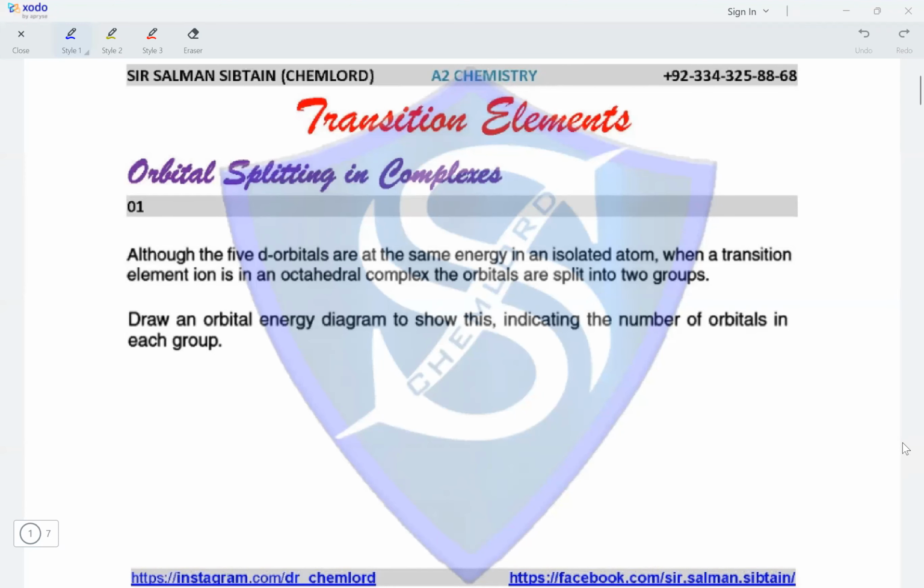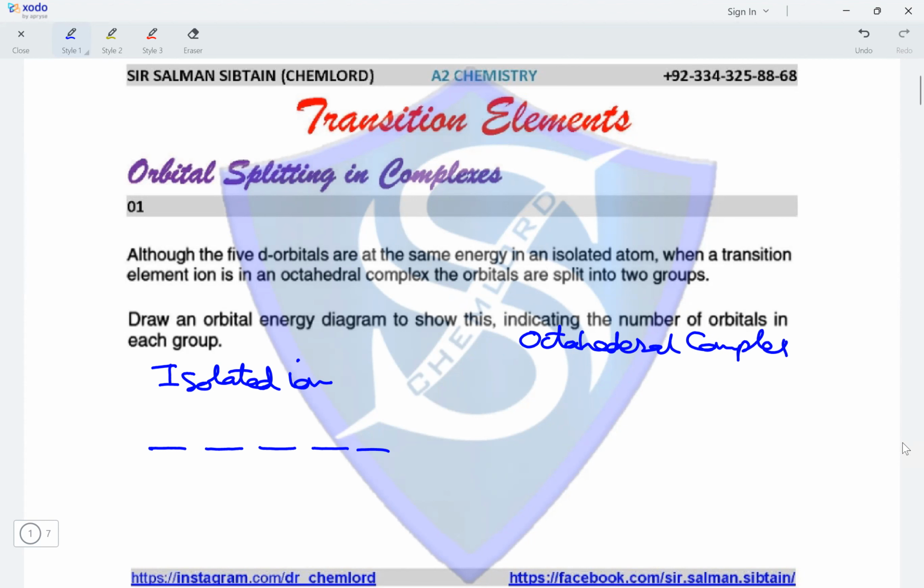So, in an isolated ion, we've got all the 5d orbitals having equal energy, and in an octahedral complex, we've got them splitting into two groups with the orbitals along the axis having a higher energy than the orbitals present between the axes. Labeling the orbitals, we have dxy, dxz, dyz here, followed by dx square y square, and dz square.